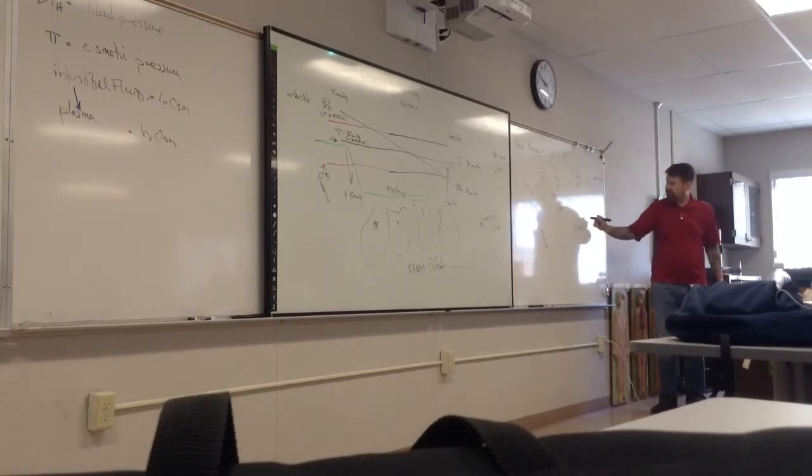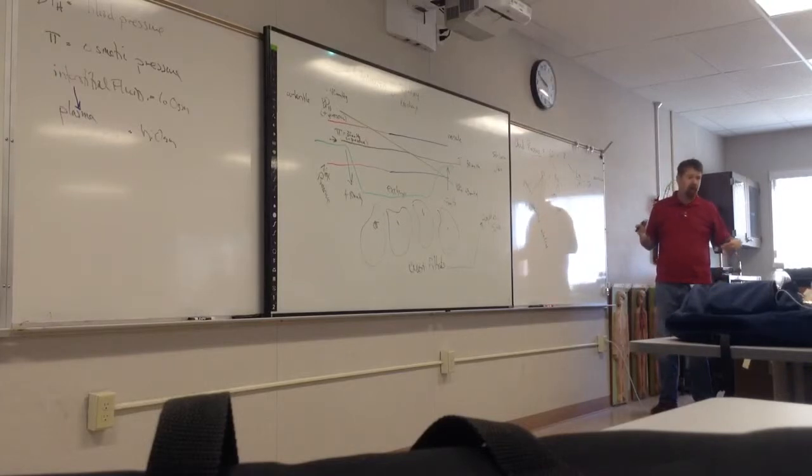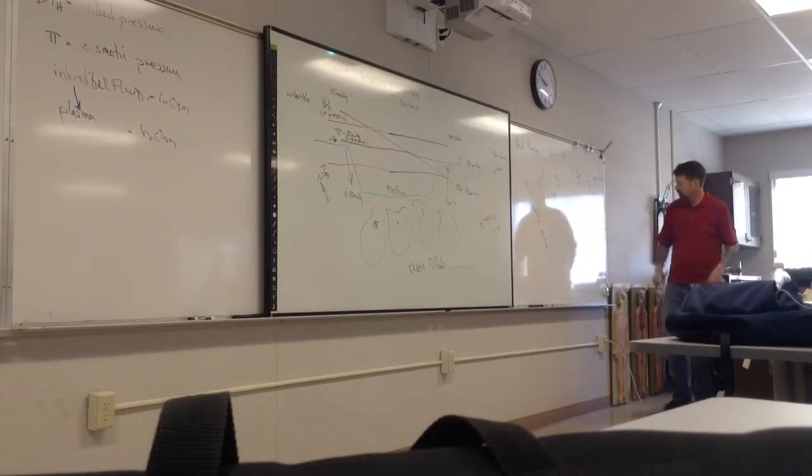A systolic blood pressure is the pressure during ventricular systole, or as a result of ventricular systole, and the diastolic blood pressure is a result of ventricular diastole, or during relaxation. If we had a couple numbers, it's like 120 over 80. The units are millimeters of mercury or torr.